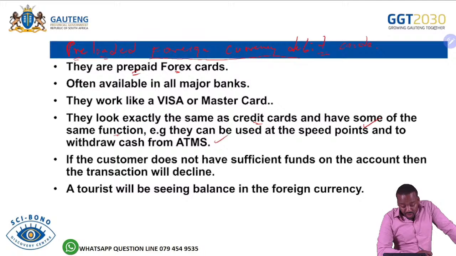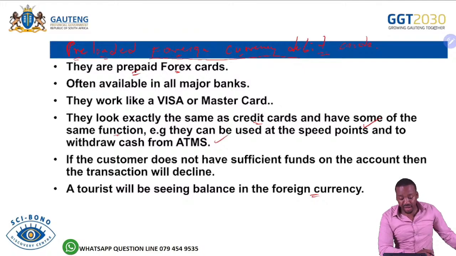For example, with this one, if the customer does not have sufficient funds on the account, then the transaction will decline, and then a tourist will be seeing the balance in a foreign currency. Remember, it will depend on the currency of the country that you are visiting. Hence, we are saying it is a foreign currency debit card.